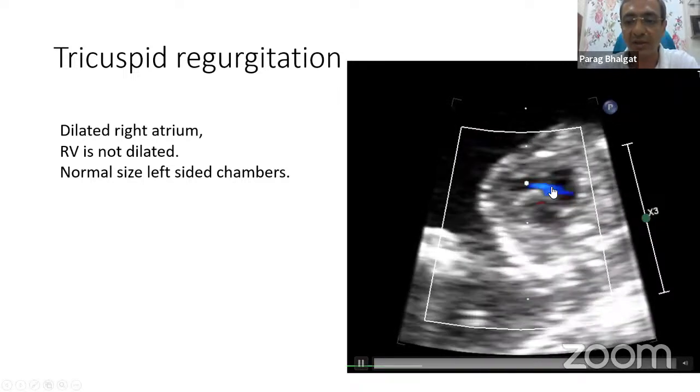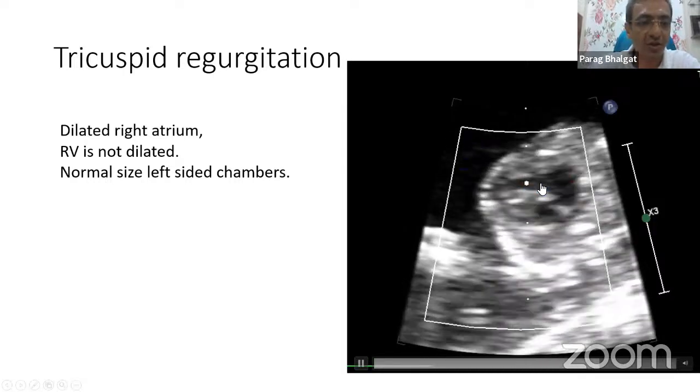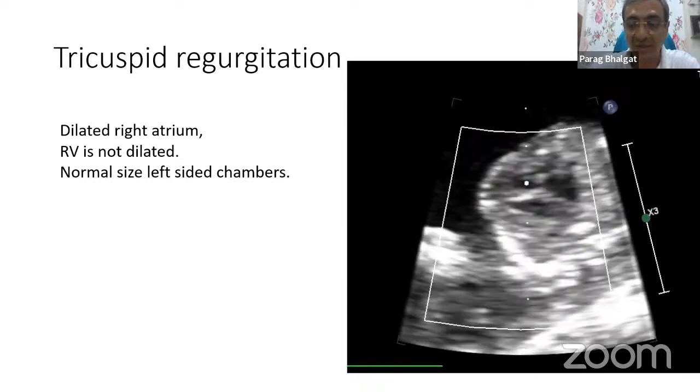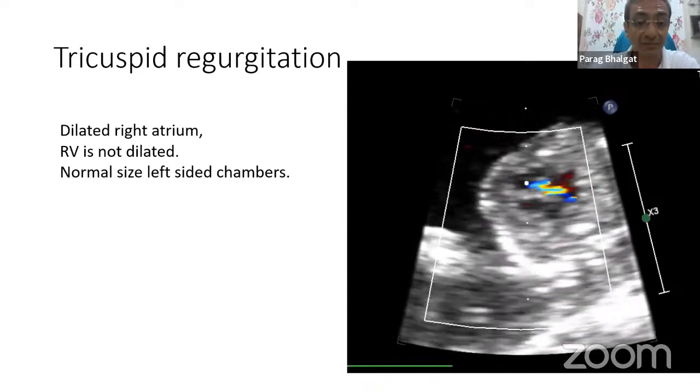The Doppler here is a tricuspid regurgitation Doppler. Only RA is enlarged, RV is not enlarged. Left side is normal size.